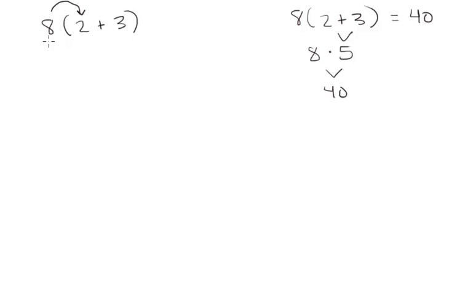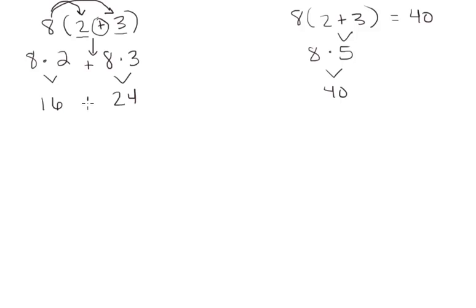if I do the opposite of the factoring, and I distribute this factor of 8 to each of my terms inside my parentheses, 8 times 2 plus 8 times 3. 8 times 2 is 16. 8 times 3 is 24. If I add those together, I get 40. So this is the opposite operation of factoring. We call this distributing. Let's try another one.